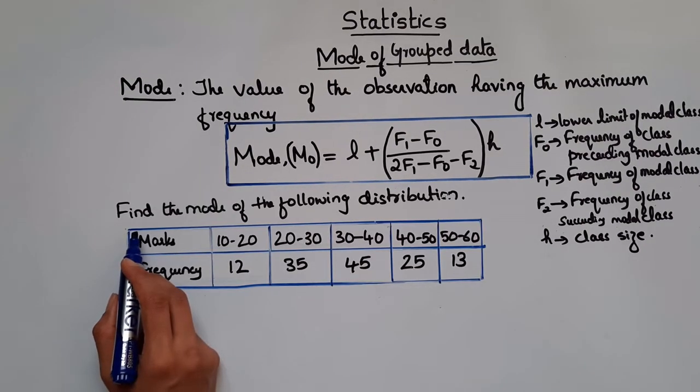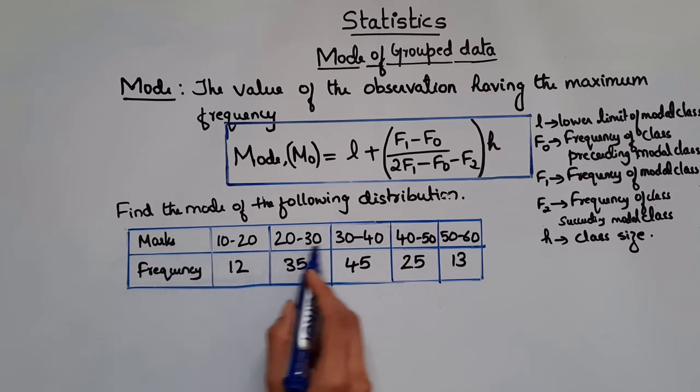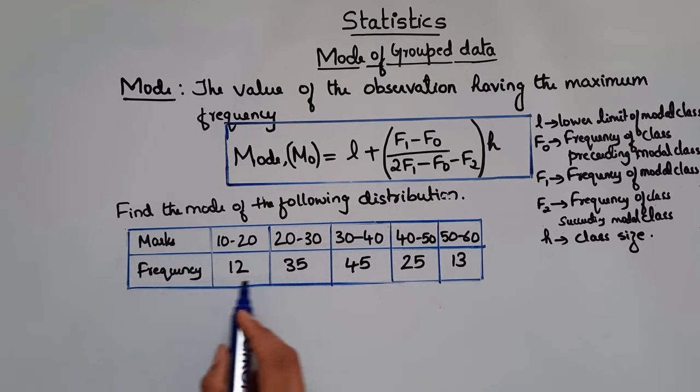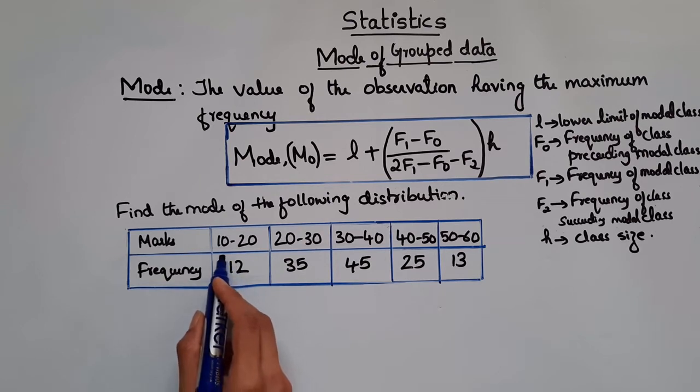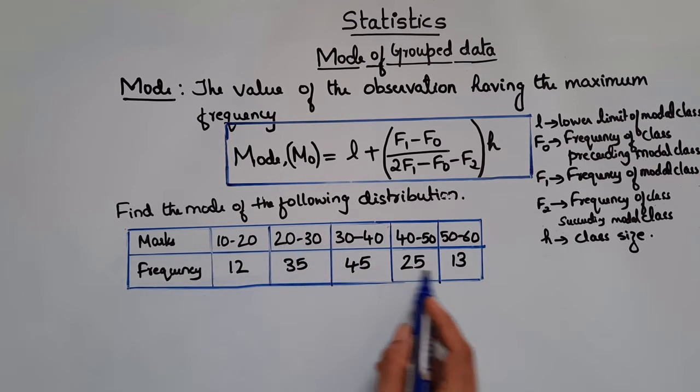Now let's see this example. Here it says find the mode of the following distribution. We have marks, which are nothing but the class intervals, and we have frequencies. Here 12 students have got their marks in the range 10 to 20, 35 students have their marks in the range 20 to 30, and so on.